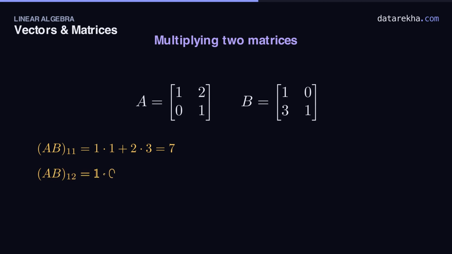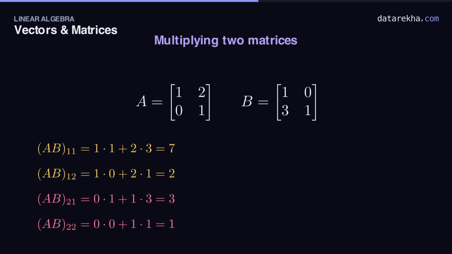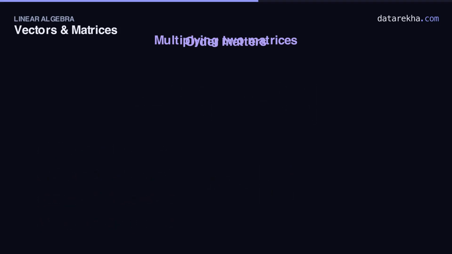Top right. Row 1 of A with column 2 of B, 0, 1. 1 times 0 is 0. 2 times 1 is 2, 2. Bottom left. Row 2 of A, 0, 1, with column 1 of B, 0 plus 3, 3. And bottom right, row 2 with column 2, 0 plus 1, 1. Collect the four numbers into their grid. And A times B is 7, 2, 3, 1.